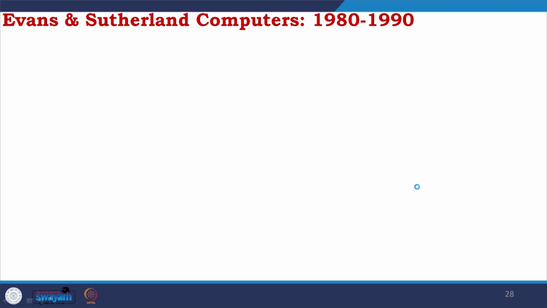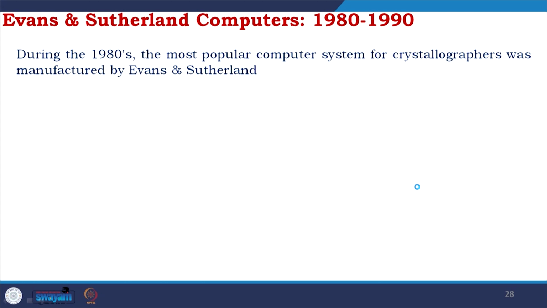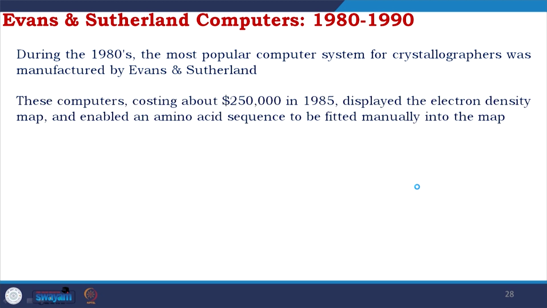And then come Evans and Sutherland's computers. During the 1980s, the most popular computer system for crystallographers was manufactured by Evans and Sutherland. These computers, costing about $250,000 in 1985, displayed the electron density map and enabled an amino acid sequence to be fitted manually into the map. Again, that is a revolution in how we could model a protein structure.